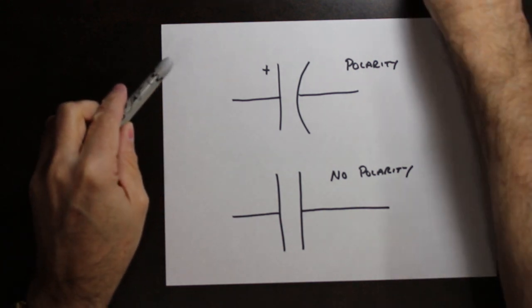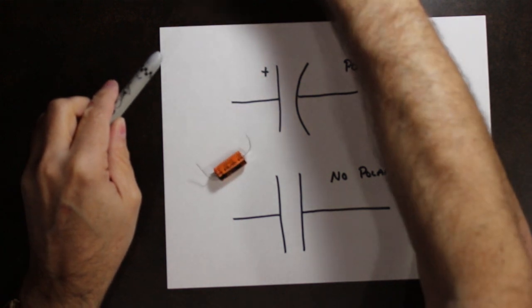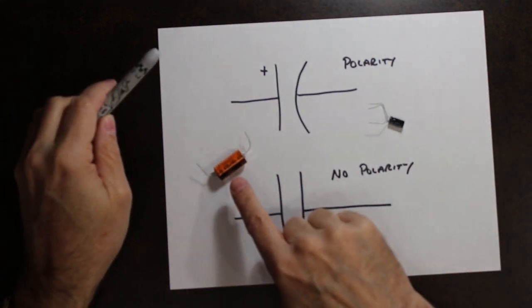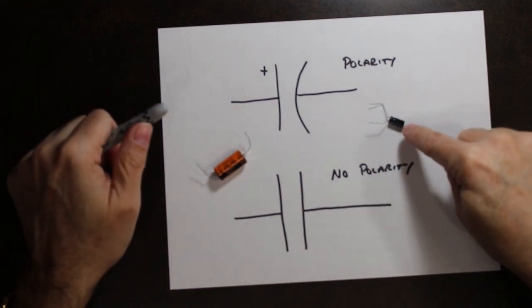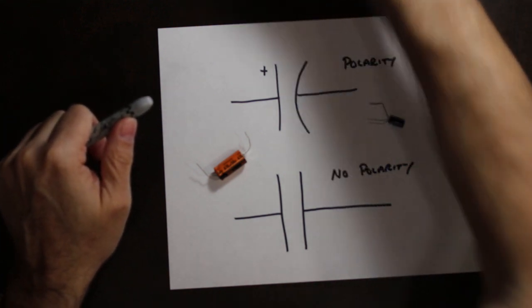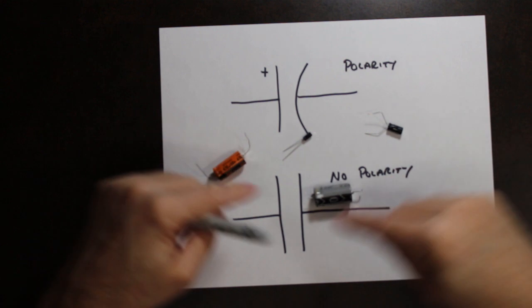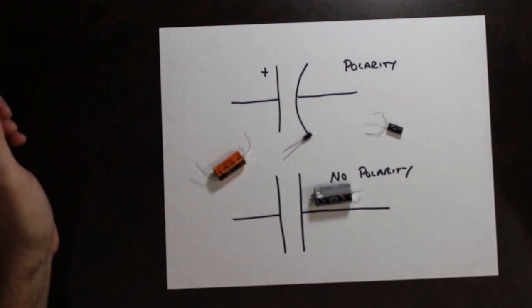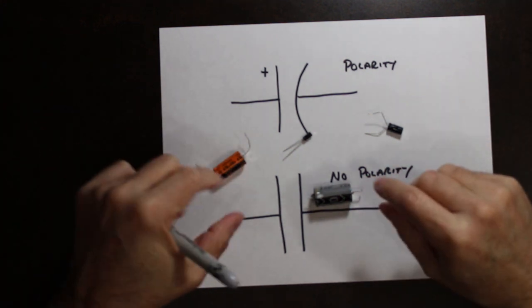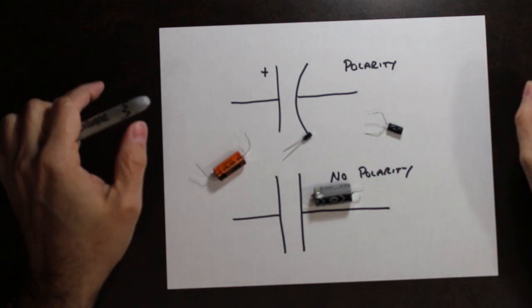Now, what does the physical size have to do with it? You'll notice here we have a big one, we have a smaller one, oh look, there's a smaller one even, and an even bigger one. These are all electrolytic capacitors. But what does the physical size have to do with it?